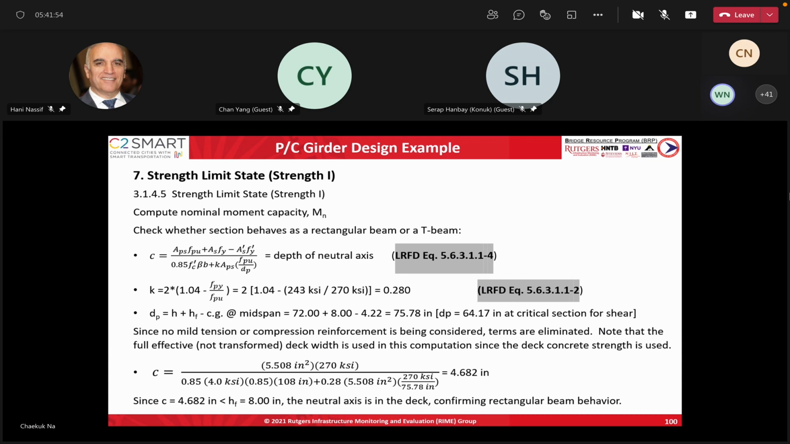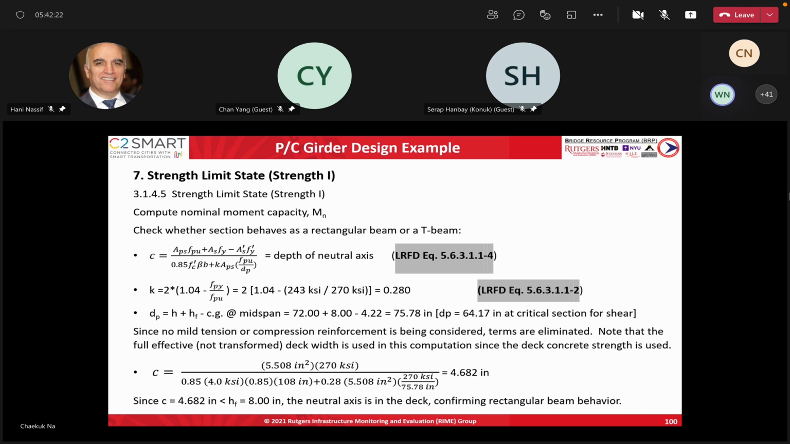Dr. Nassif mentioned that when he was describing the procedure. We find C, the depth of the neutral axis. Of course, this is for the composite section, because that's not a transfer, that's at the end of the life. So if it happens and it reaches the nominal capacity, the bridge would virtually collapse. So this is for using the composite section. We find C, we have everything.